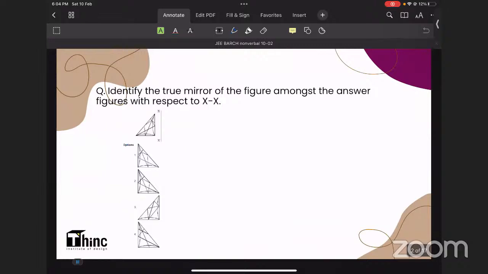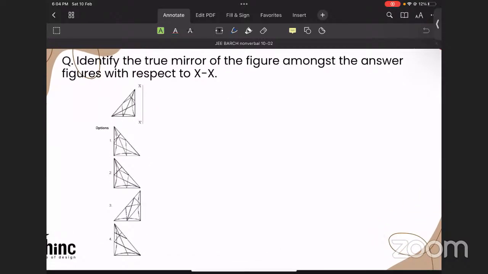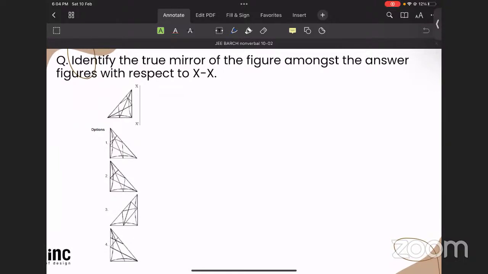You guys can try this question. This is mirror image. For the upcoming few minutes, we will be mainly focusing on mirror image questions. Identify the true mirror of the figure amongst the answer figures with respect to XX. I will zoom to maximum. You can put your responses in the chat, and I will also be solving this question.